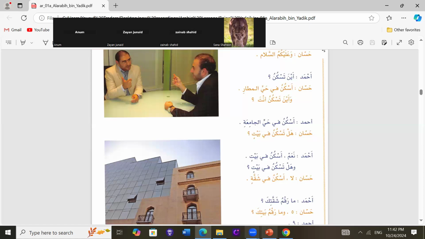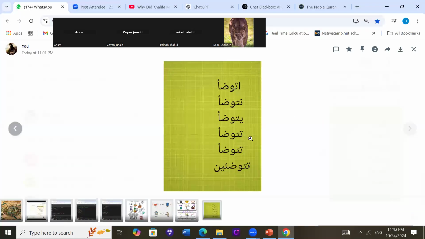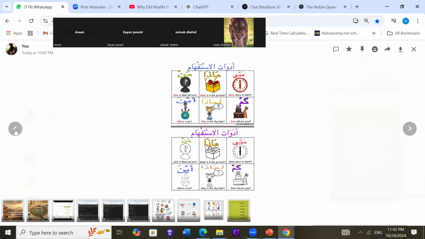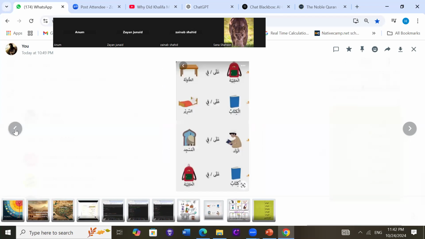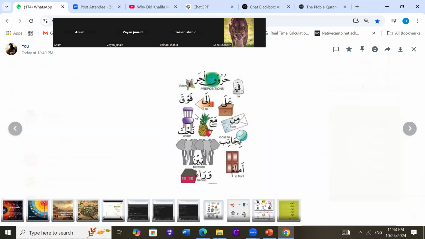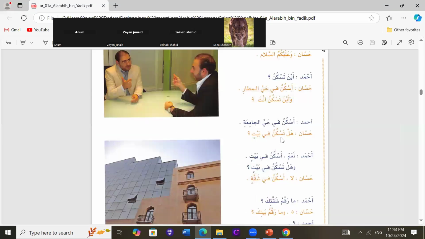Tomorrow we will discuss all of the WH questions and the haruf jar, as I told you, prepositions, inshallah. We will also do some more exercises, inshallah, apart from this book. So take care of yourself.